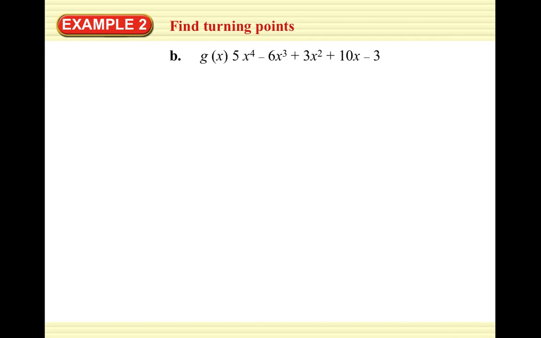Take a look at the second function. It should say g of x equals 5x to the fourth, so there is a minor typo there. So it's a quartic function. That means at most we are going to have 4 intercepts and 3 turning points.